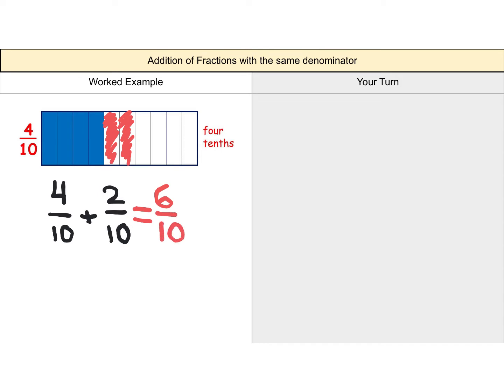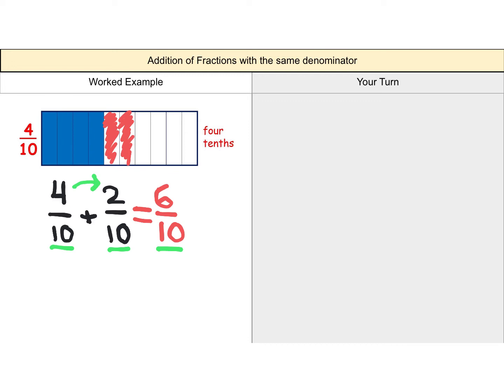So how did we do that numerically? Well, you'll notice that the denominator stayed the same when we added the fractions, but we added the two numerators. So that's how we're going to do this. We add the numerators and the denominator stays the same.